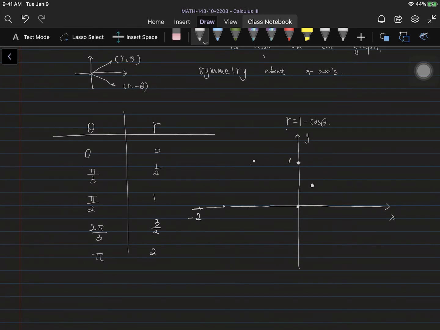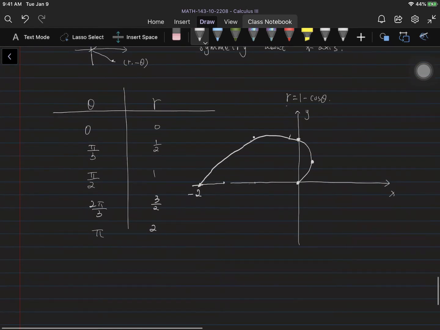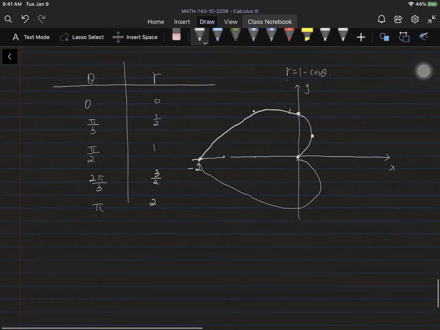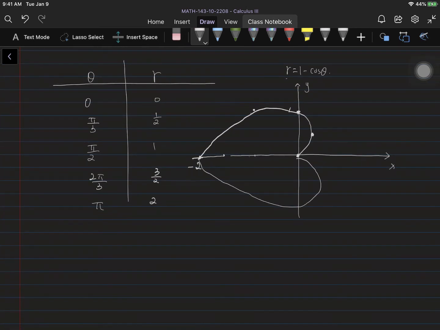And now we connect those points together. Let's see, first point, second, third. And totally we have 5 points. Okay, so we get to this. But it's only for theta from 0 to pi. We know the symmetry about the x-axis, so we can just draw the other half. The symmetry. Okay, this is called a cardioid. It looks like a heart, right?